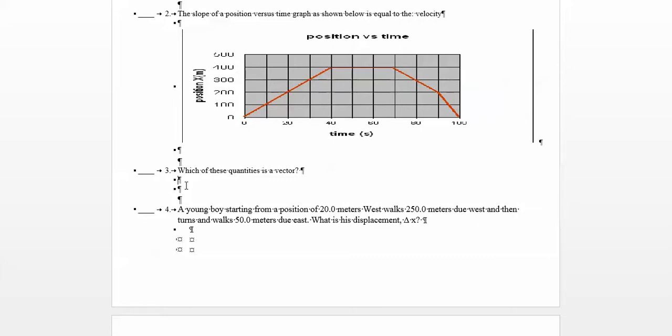The easiest two to remember: velocity, speed. One of these is a vector, one's a scalar. The easiest way to remember these is that vector starts with a V, speed starts with an S, and that gives us velocity is a vector, speed is a scalar.